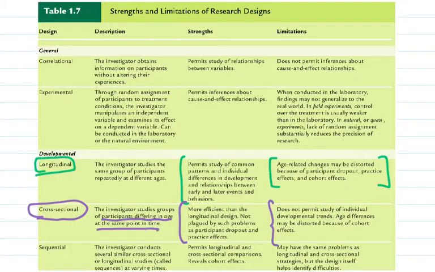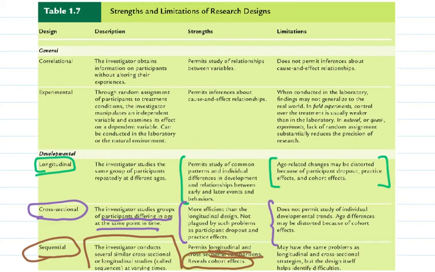So yes, this is a little bit about cross-sectional and longitudinal research. Then, in order to take away the problems, we have what we call the sequential research design. What is a sequential research design? A sequential research design is that an investigator conducts several similar cross-sectional or longitudinal studies. So you're conducting longitudinal and cross-sectional studies. What does that do? That permits longitudinal and cross-sectional comparisons, and it reveals cohort effects. Rather than the research being plagued by cohort effects, you understand what cohort effects are.